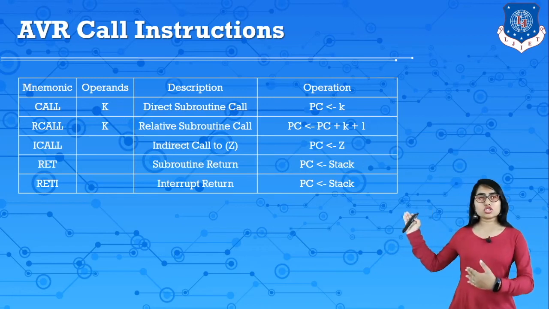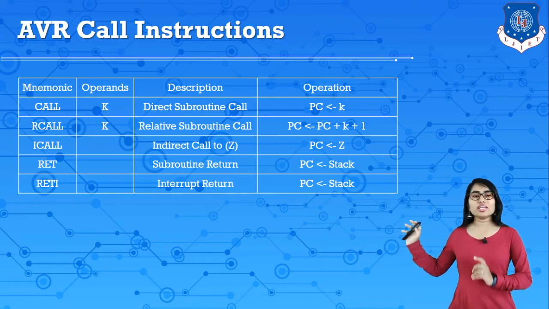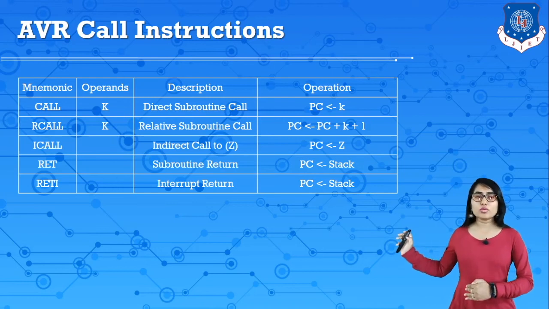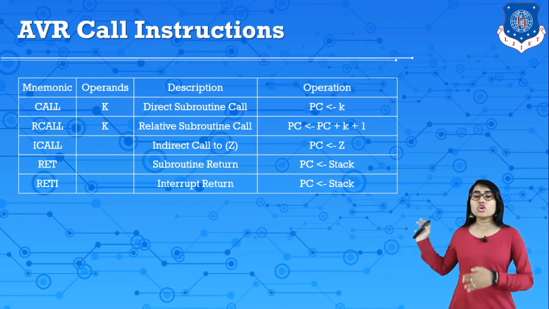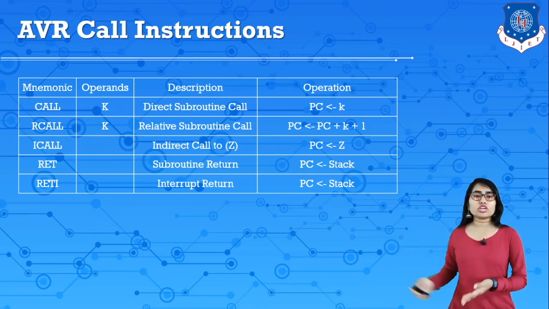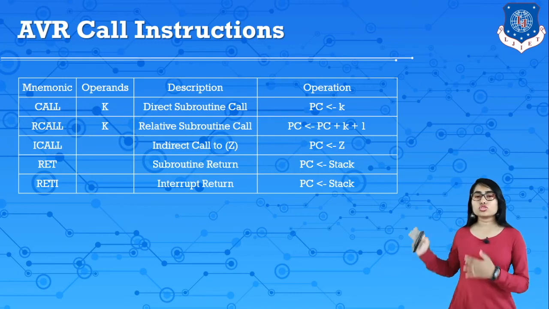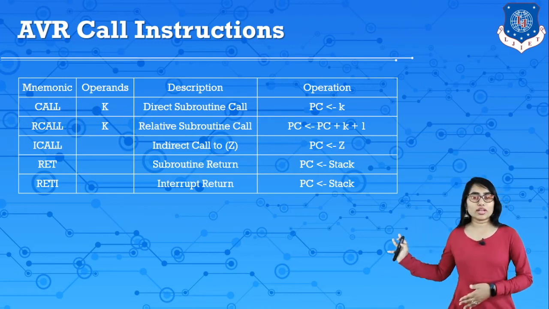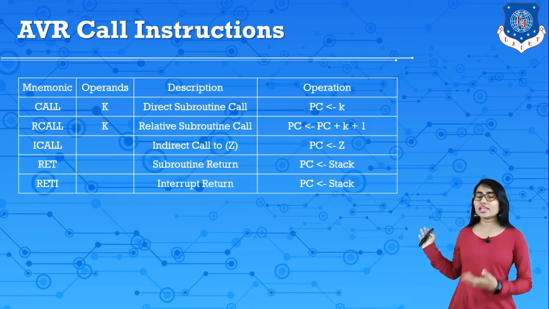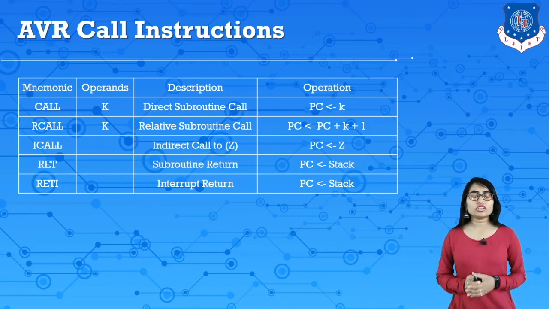After the call instruction, every subroutine has a return instruction at its end. So how does the subroutine execute? Whatever content on the stack was stored when the call instruction was executed goes back into the program counter, so it returns to the main program. The value of the stack goes into the program counter, and then there is the instruction RETI, that is interrupt return. Again, the content of the stack is copied into the program counter. So these are all the AVR call instructions.